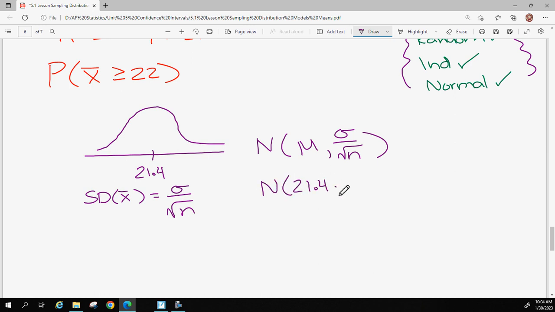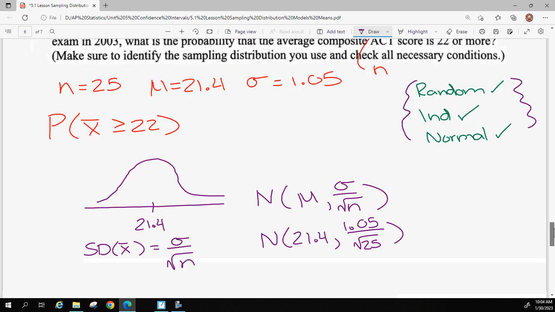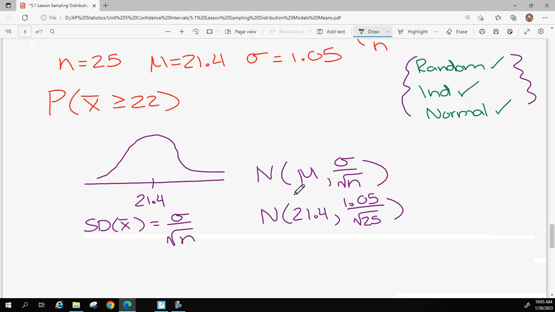So there's our population mean, 21.4, average composite score. That means we took all the students in the entire state and averaged their score. Our standard deviation is 1.05 from all the students in Ohio, and we're sampling 25. The difference between the mean for all the individual students and the mean of this distribution is that this is the average composite if we get a sample of 25. And so the standard deviation is the standard deviation of samples of size 25 when we find the average of them.